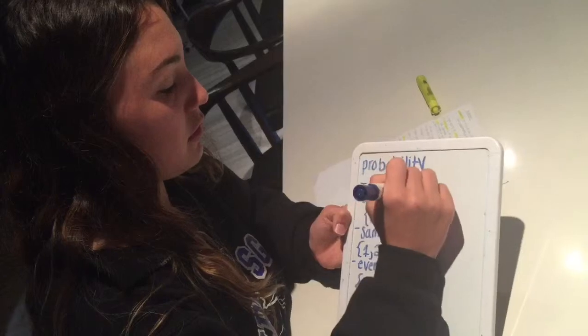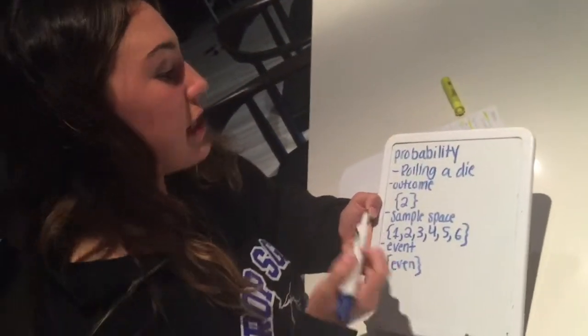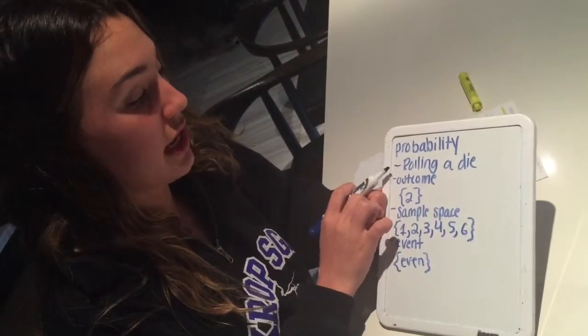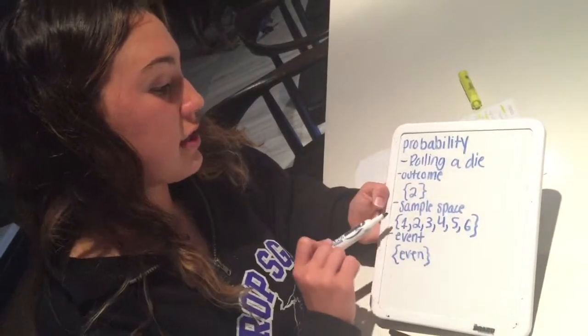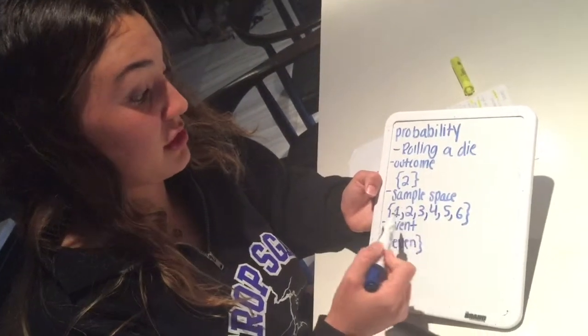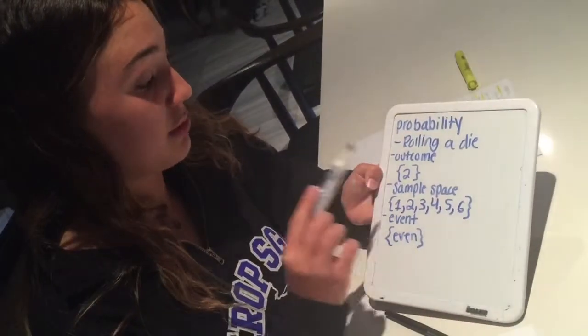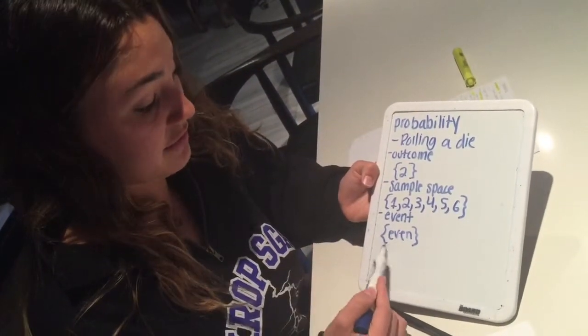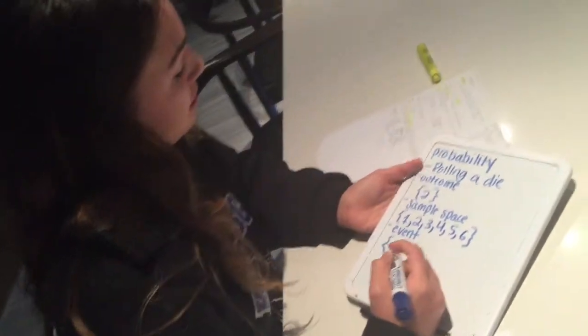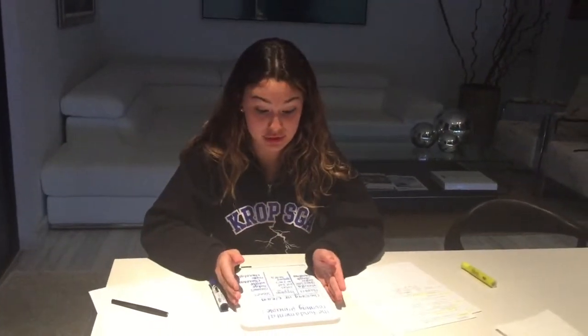So as you can see, the probability is rolling a die, or the experiment. Your sample space is 1 through 6 because you're rolling the die, there's 6 sides. And the example we're doing is an outcome of 2, and the event is even numbers. But what other aspect you must understand when you're describing probability is the fundamental counting principle.